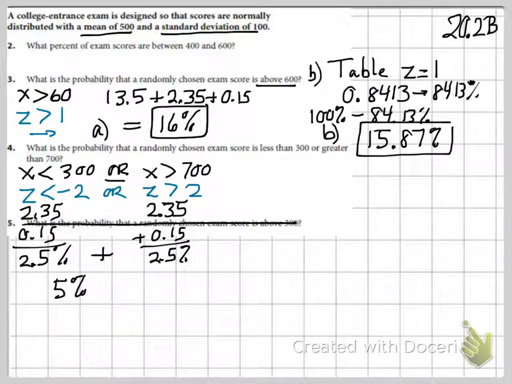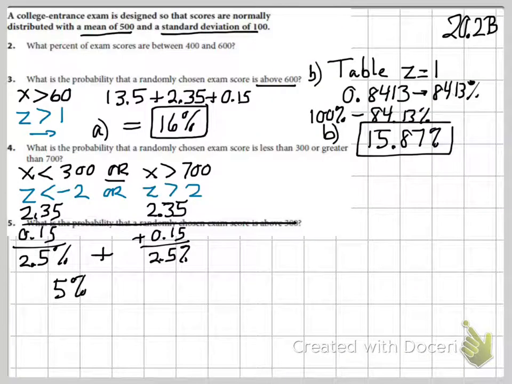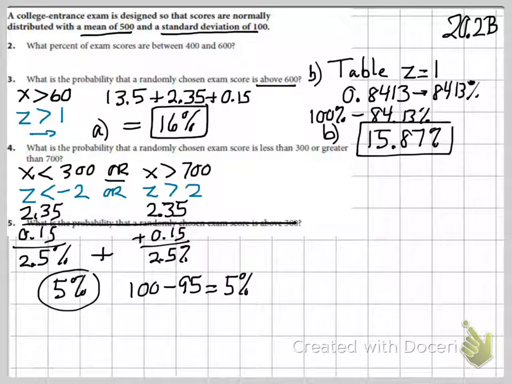Now let's go back to that curve and let me show you a different way to look at this. A different way to look at this would be saying from negative 2 to positive 2 is 95%. A whole thing, if we went out to infinity, would be 100%. An alternate way to get there would be to say 100% minus the 95% in that middle section, and I'd still get 5%. Same answer, different way of thinking.